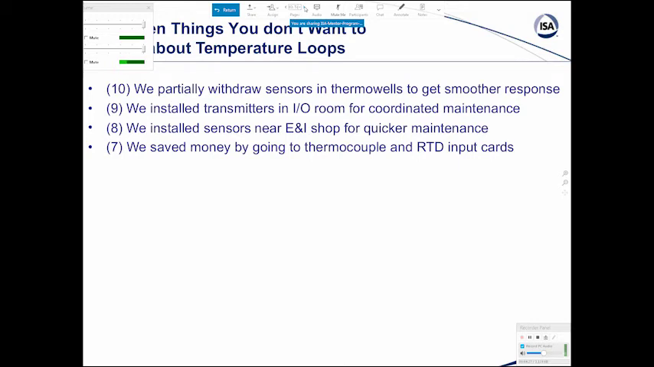We save money by going to thermocouple or RTD input cards. Well, we'll see how much better off going with transmitters. Today, with the new DCS input cards that are much smarter and more accurate and higher resolution, it's less of a problem, but we'll talk about how it's still desirable to have transmitters.